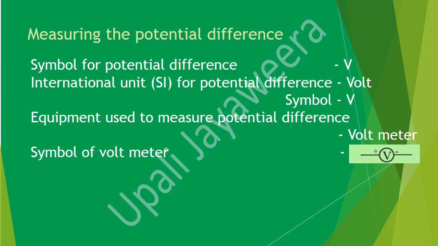The symbol for the potential difference is capital V. International unit of potential difference is volt. Symbol of volt is capital V. The equipment used to measure the potential difference is voltmeter. We can symbolize voltmeter by letter V in a circle.